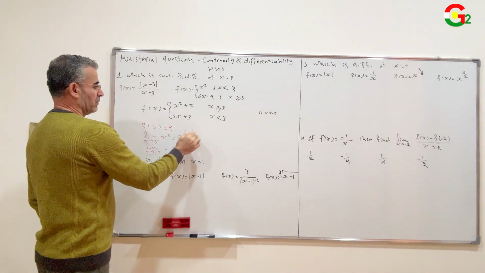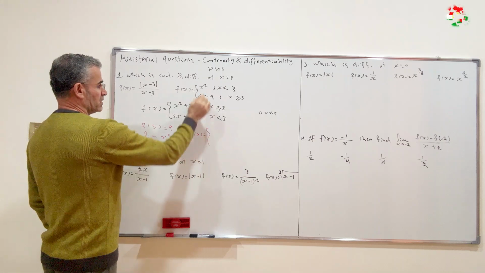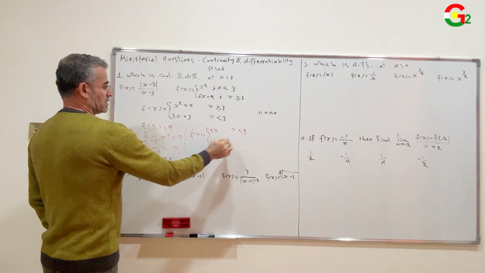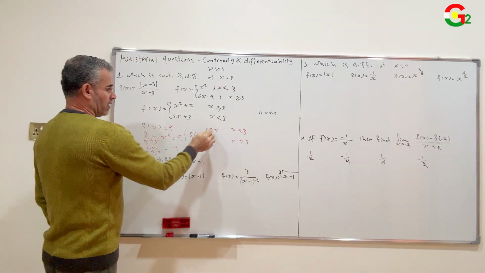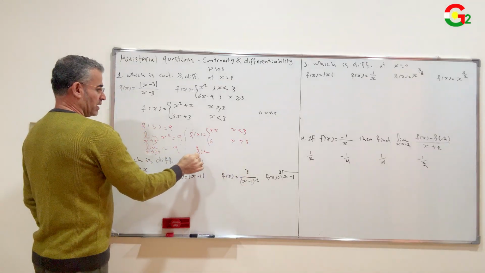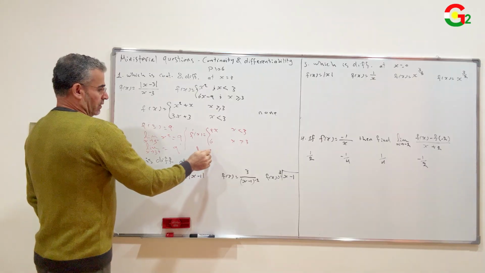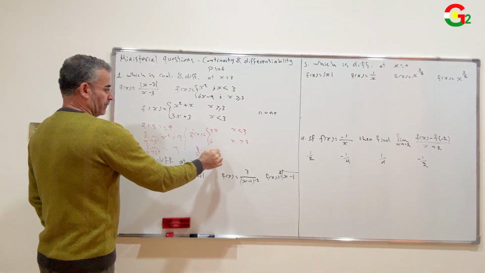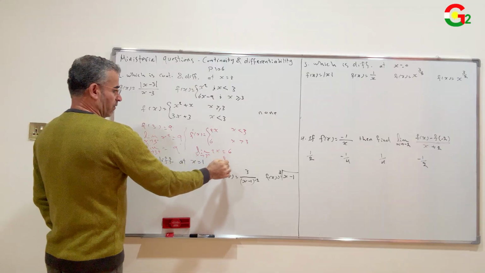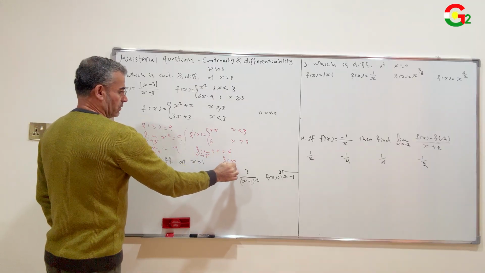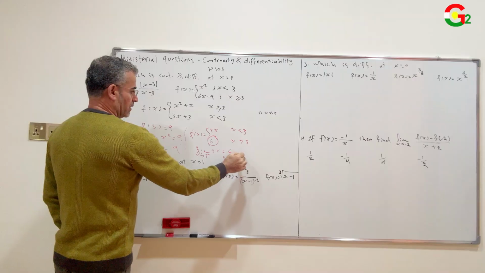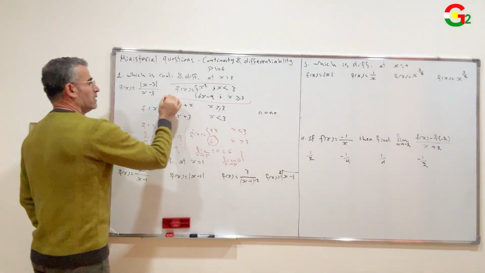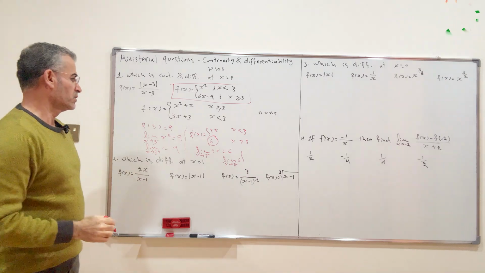For the differentiability, differentiate both segments: 2x when x is less than 3, 6 when x is greater than 3. Then find the limit when x approaches 3. From the left, it is 2 times 3, which is 6, and from the right it is also 6. Therefore, the function is differentiable at 3, and this is the right choice.